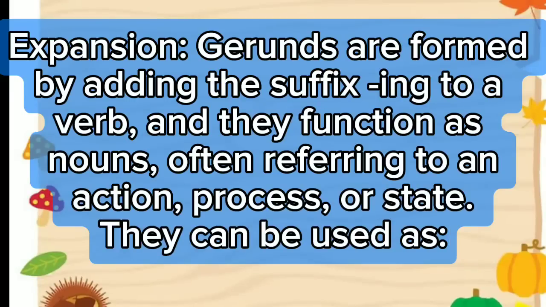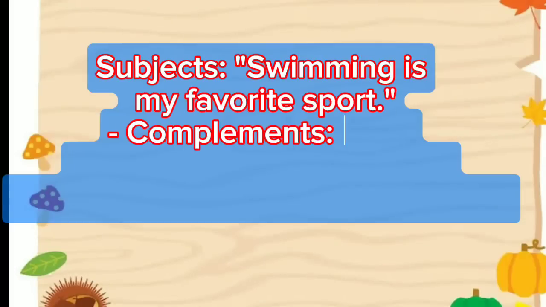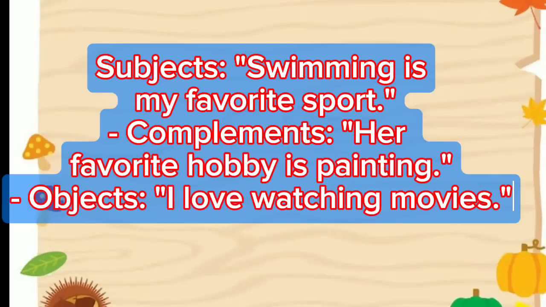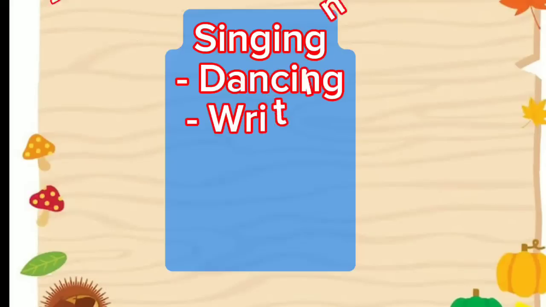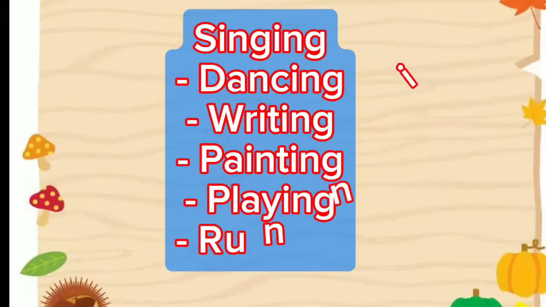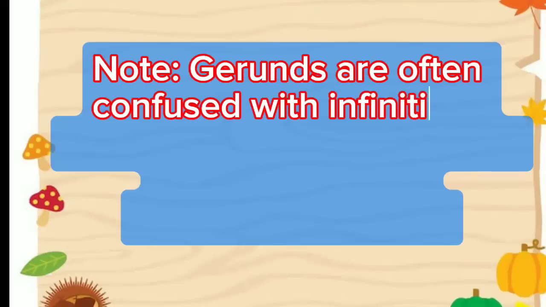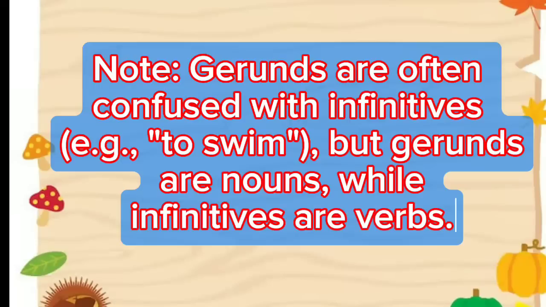They can be used as subjects: swimming is my favorite sport. Complements: her favorite hobby is painting. Objects: I love watching movies. Examples: singing, dancing, writing, painting, playing, running. Note: gerunds are often confused with infinitives, e.g., to swim, but gerunds are nouns, while infinitives are verbs.